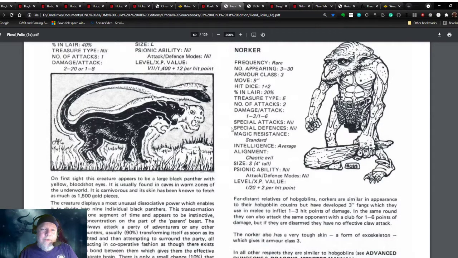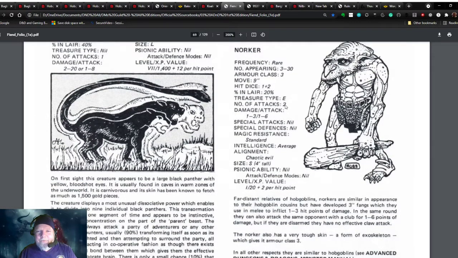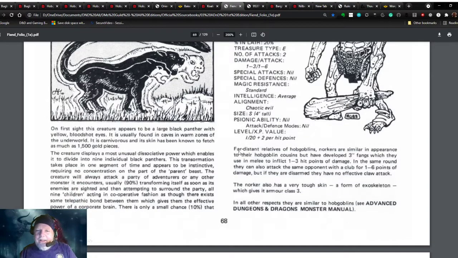and then we have the Norker. And the Norker, you had to go all the way back to AD&D to find. It's this lovely little guy here. And he's got an armor class of 3 because they're imagined to have an exoskeleton. So it's a goblinoid with an exoskeleton. The hit dice 1+2. Challenge rating didn't become a thing until 3rd edition. So before 3rd edition, you always see monsters referred to by their hit dice. And it says these are far distant relatives of hobgoblins.